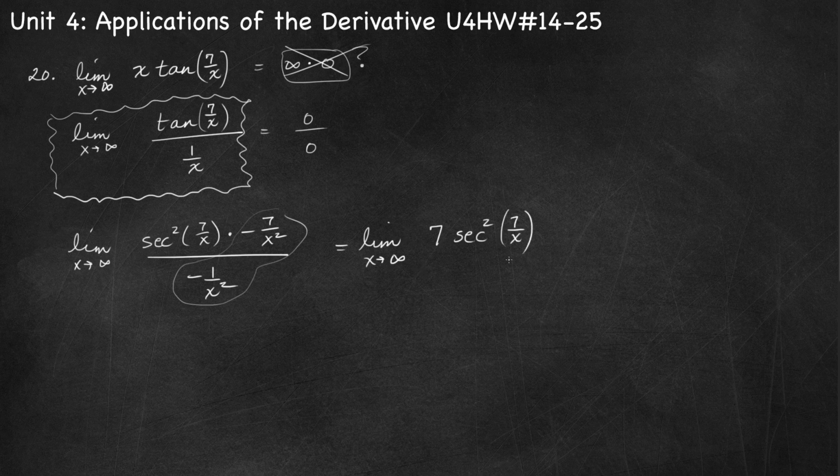As x approaches infinity, 7 over x is approaching 0. So this is 7 times secant squared of 0. And secant squared is the reciprocal of cosine squared, so it's 7 over cosine squared of 0. The cosine of 0 is 1. So my limit is just 7.